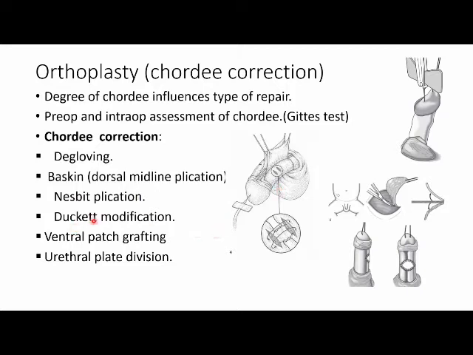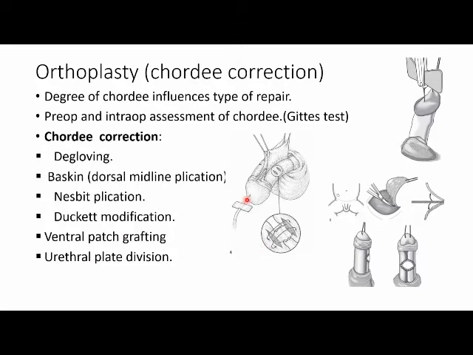Then Duckett modified the Nesbitt's plication with the procedure which is shown here. As you can see, the Duckett modification is similar to that of Nesbitt plication, but you are excising a part of the tunica albuginea. Two elliptical incisions are made, and that elliptical part of tissue is excised off, and then the outermost layers are brought together with an inlaying knot. So that is another way of doing a chordee correction. That is called the Duckett modification.